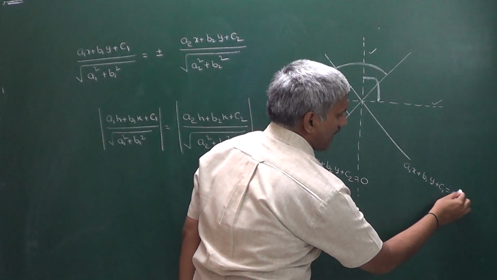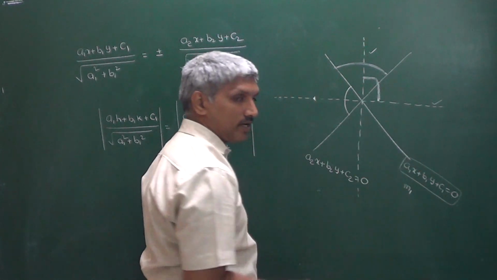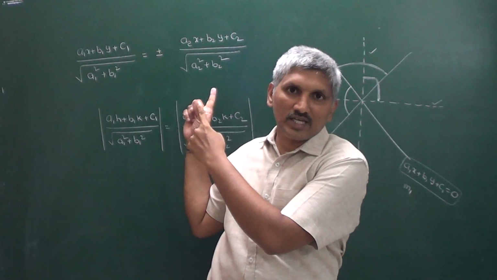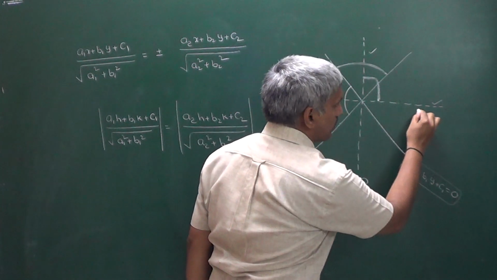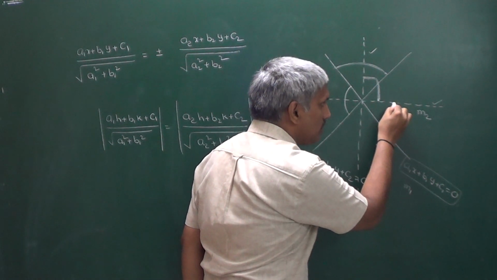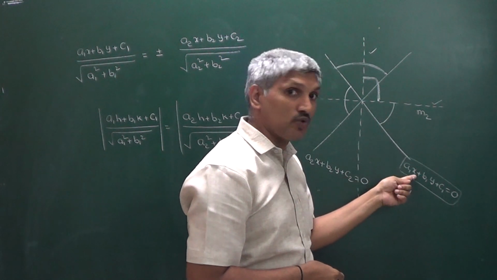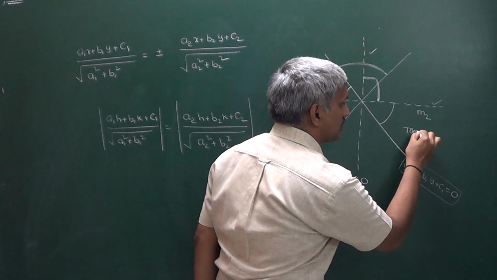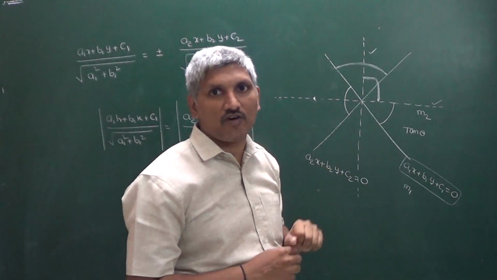See, this is one of the lines whose slope is equal to say m1. You got two angle bisectors. Among those two angle bisectors, take one of the bisectors. That slope is equal to say m2. Now I am finding the angle between one of the bisectors and one of the given lines. Find out the angle between these two in terms of tan theta.